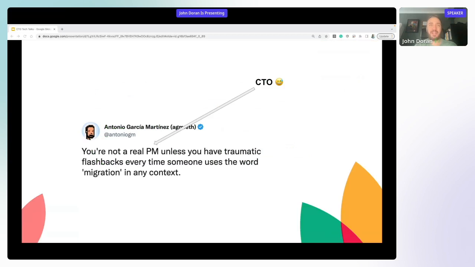Seen this tweet the other day, thought I would insert CTO. Let me read it out. You're not a real CTO unless you have traumatic flashbacks every time somebody uses the word migration in any context. And I hope that resonates with a lot of folks here.